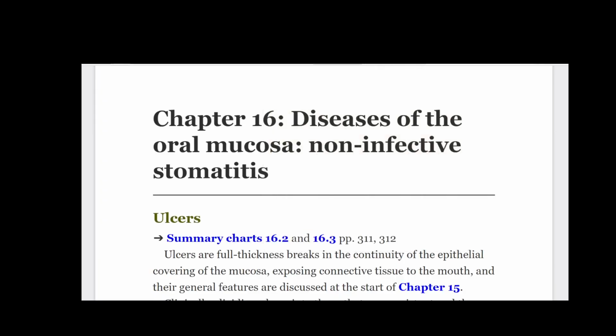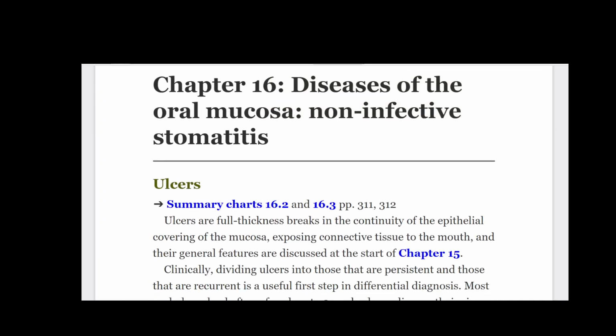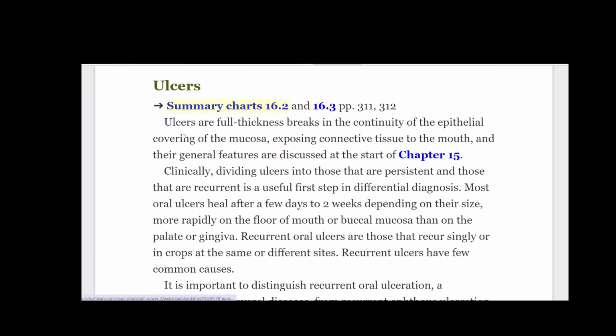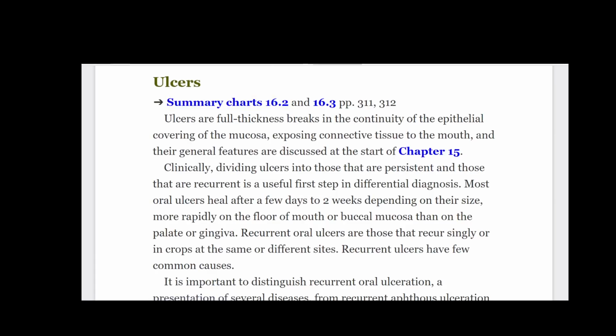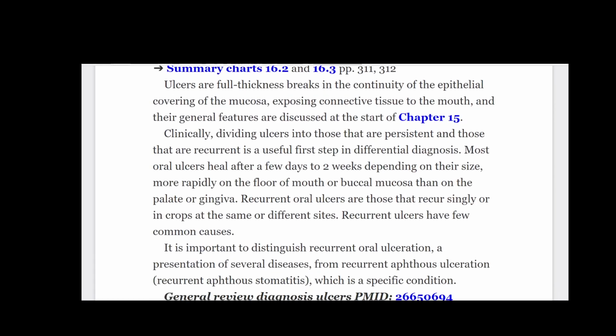Chapter 16. Diseases of the oral mucosa, non-infective stomatitis ulcers. Summary charts 16.2 and 16.3, pp. 311, 312. Ulcers are full-thickness breaks in the continuity of the epithelial covering of the mucosa, exposing connective tissue to the mouth, and the general features are discussed at the start of chapter 15.